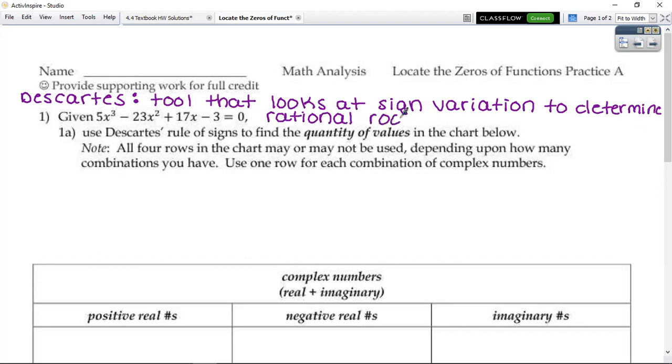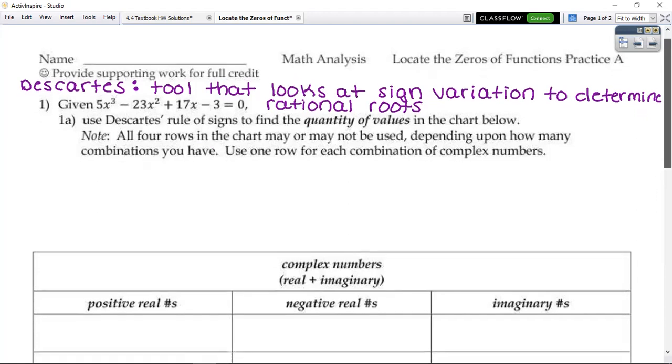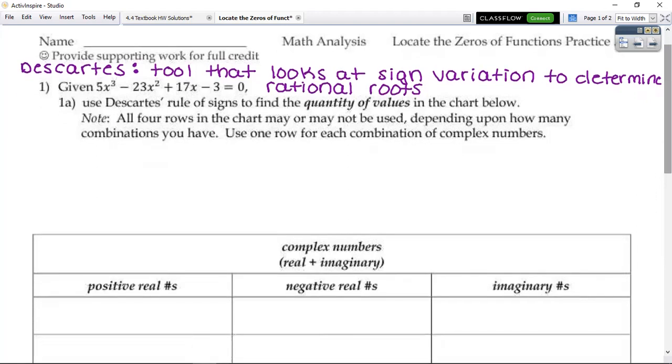So once you have the list, you can look at your sign variations, and then you would essentially maybe not have to do the synthetic 8 times. You could rule it down to like 4. So that's what this helps you to do. So I gave you a function. So you have 5x cubed minus 23x squared plus 17x minus 3. And we're going to look at the sign variations for the original and for the negation to determine what type of roots we're going to have.